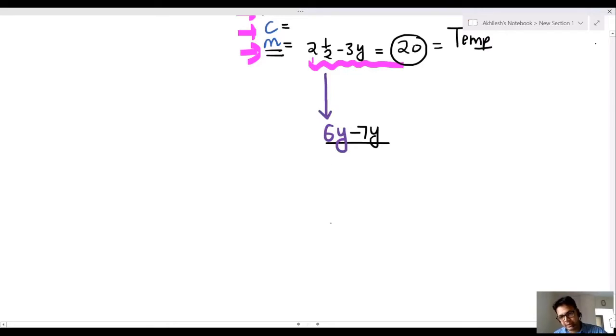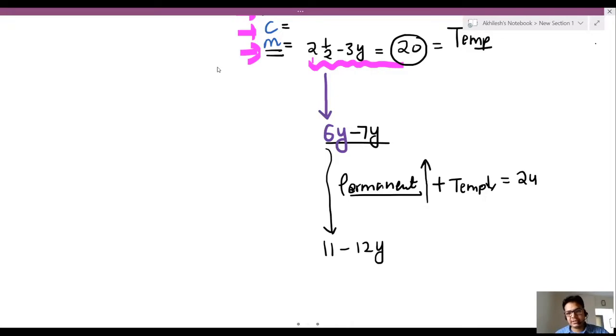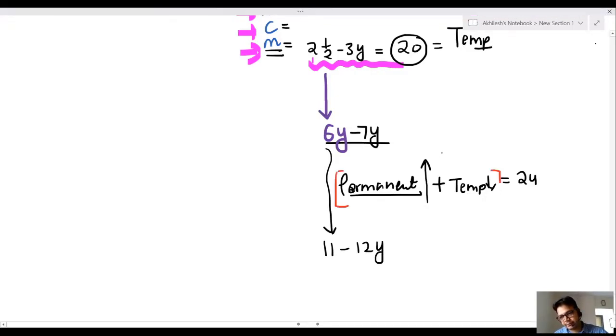Between 6 to 7 years, permanent teeth eruption starts. Permanent will increase in number, temporary will decrease in number, total number will be 24 between 6 to 7 till 11 to 12 years of age. Permanent teeth increase in number, temporary will decrease, total number will remain 24. This is known as mixed dentition. Why mixed? Because we have permanent as well as temporary teeth.